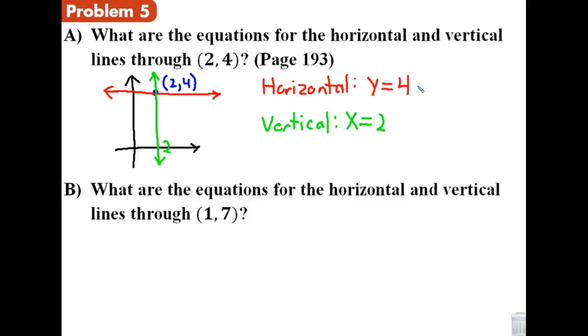Okay, horizontal lines will have y equals equations. For vertical lines, we'll have x equals equations. Okay, one more time, pause the video, work through part B, and then hit play to check your answer.